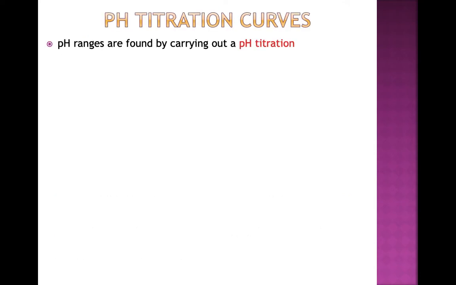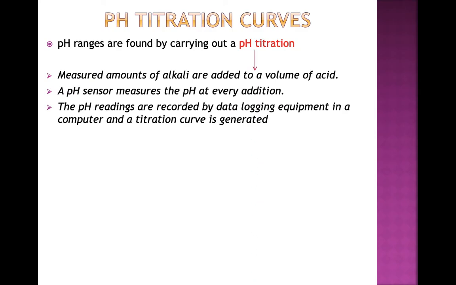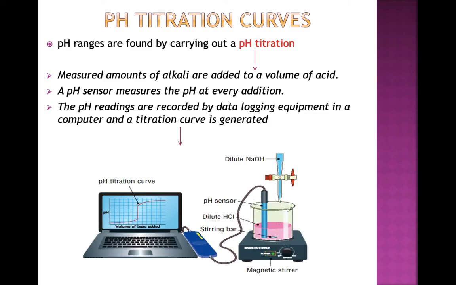So, pH ranges are found out by carrying out a pH titration. The theory behind this is that you start off with an acid and you add a base to it until you get a change. So measured amounts of alkali are added to a volume of acid, and you have a pH sensor inside this acid, logging the pH as you add the base. That's what the setup looks like. And as it logs the pH, it will plot a titration curve for you.